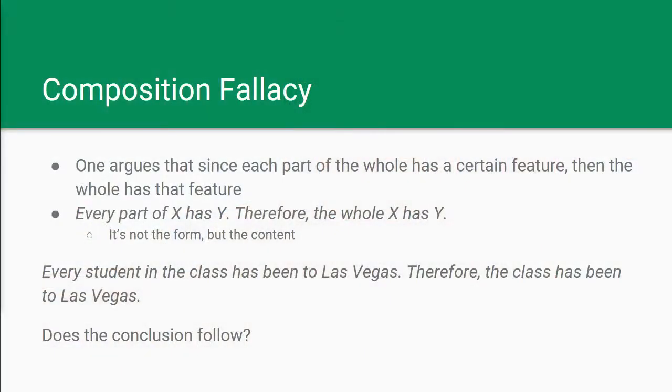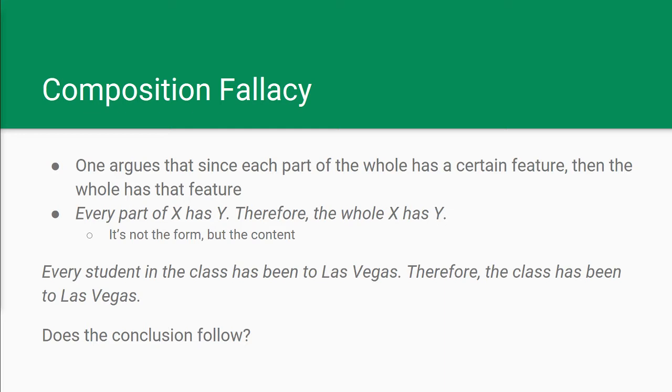Again, let's look at this example here. Every student in the class has been to Las Vegas. So what we're saying here is that every individual student has been to Las Vegas. The conclusion is, therefore, the class has been to Las Vegas. Well, if we're talking about the class, we have to talk about the class as a whole. That means the class has been to Las Vegas as a group. Does this follow from the premise where every individual student in the class has been to Las Vegas? So you can see where the fallacy is.